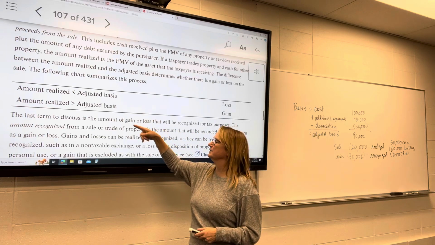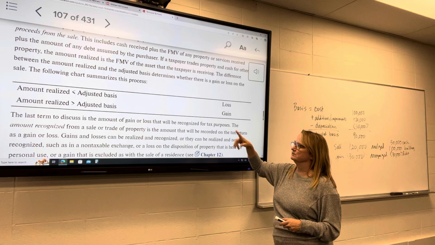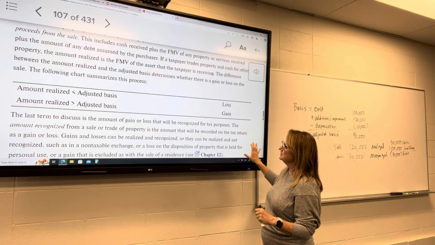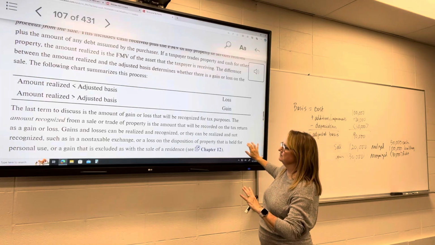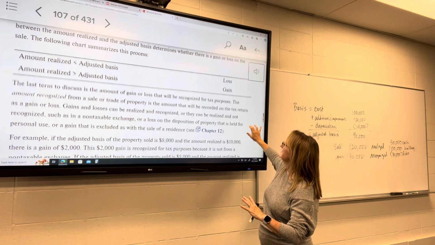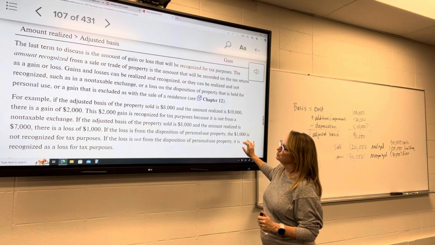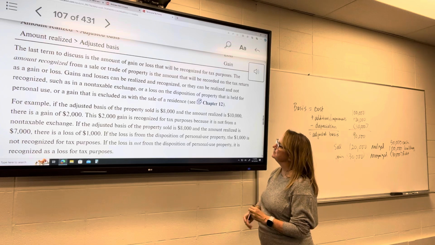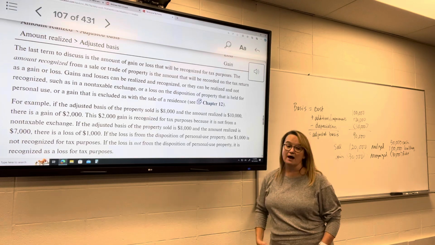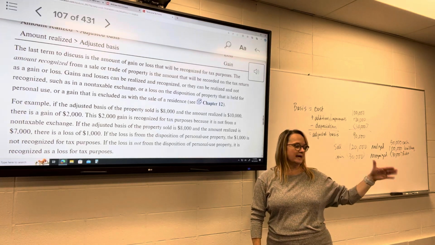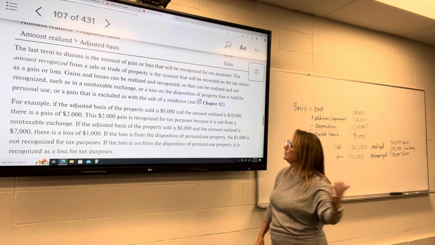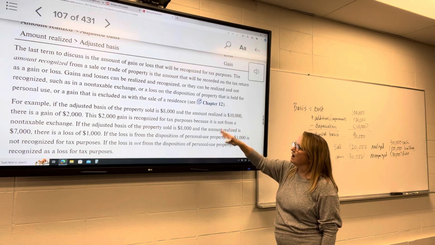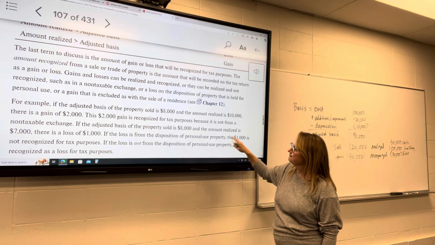Really simply, if the amount realized is less than the adjusted basis, it's a loss. If the amount realized is greater than the adjusted basis, it's a gain. Personally, I don't know that it's easier to think of it in these terms or not. But that's there for you if you want. So again, amount recognized is the amount that's going to be recorded for tax purposes. Gains and losses can be realized and recognized, or they could be realized and not recognized. Or it could be delayed, like recognized at some other point in the future. So like in a trade, if there's a non-taxable exchange, then all you're doing is putting off the recognition of that gain to some future time, okay?